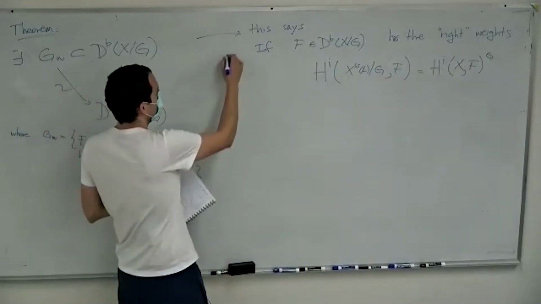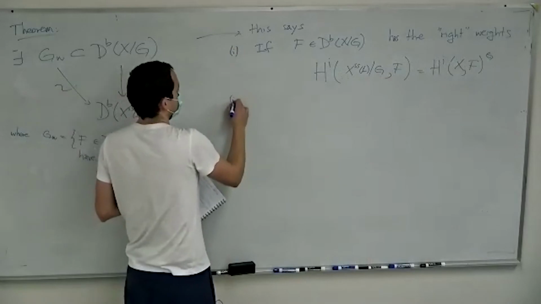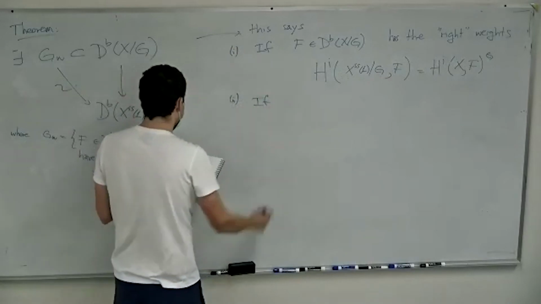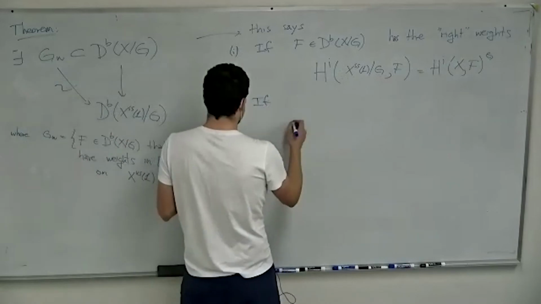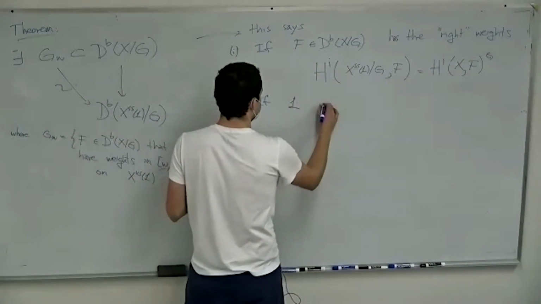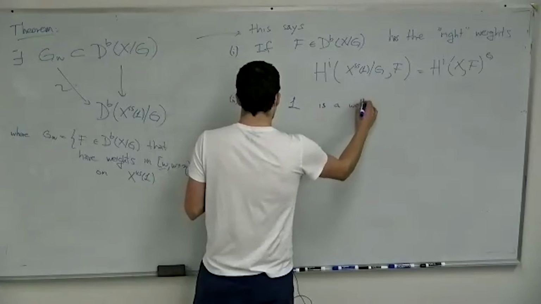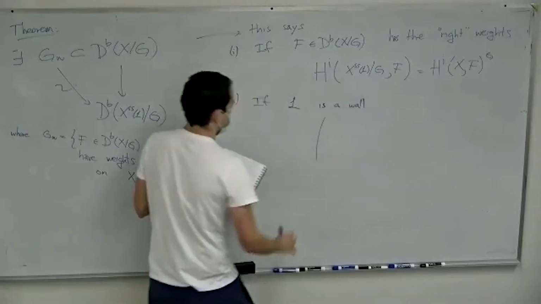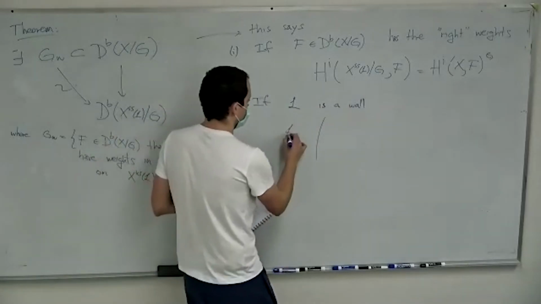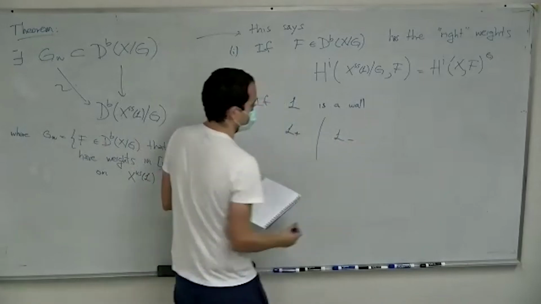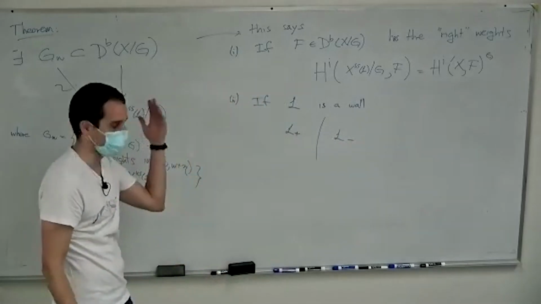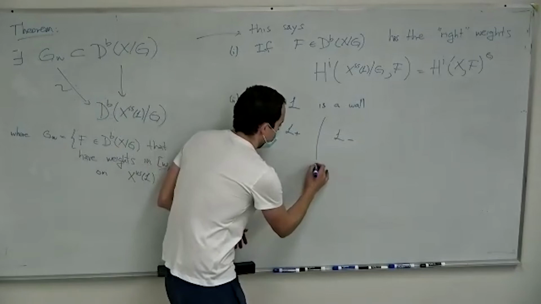Another thing that this says is that if you have a wall, so if L is a wall, let's say that you have L plus and L minus on either side of the wall. These are the chambers, and this is what I'm calling L.